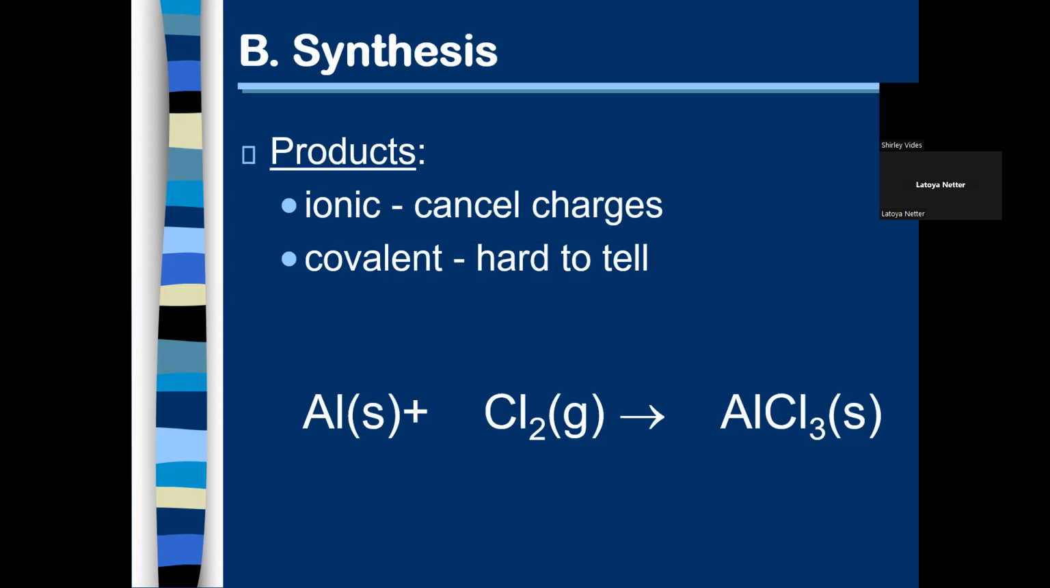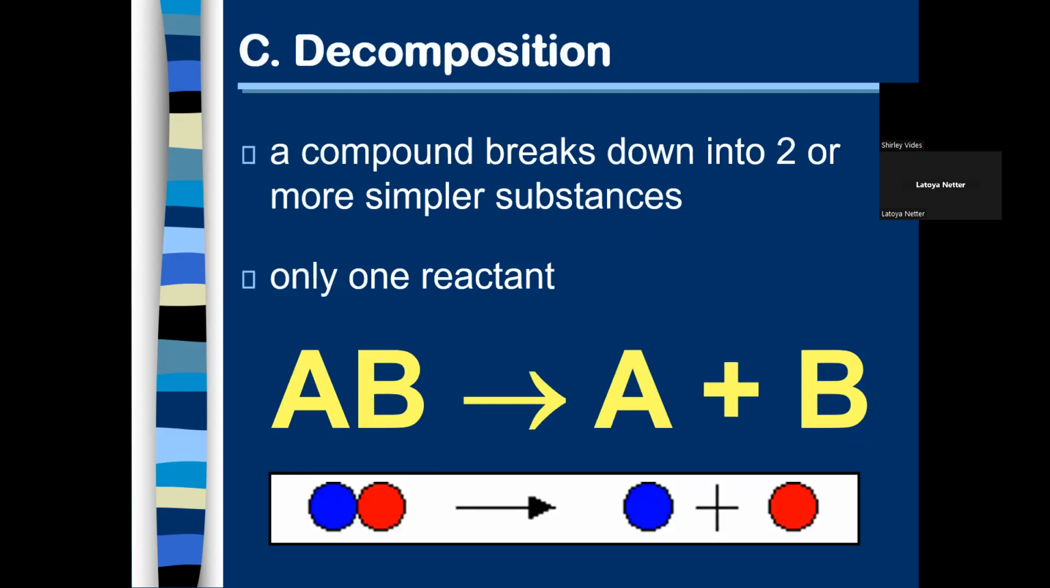The ratios are going to be 1 Al for 3 Cls. Over here, we have 1 to 2. So we need to make them even by balancing. That's it. All right. The next one is decomposition. Exactly the opposite of what we just looked at. You have one thing becoming multiple. Okay?